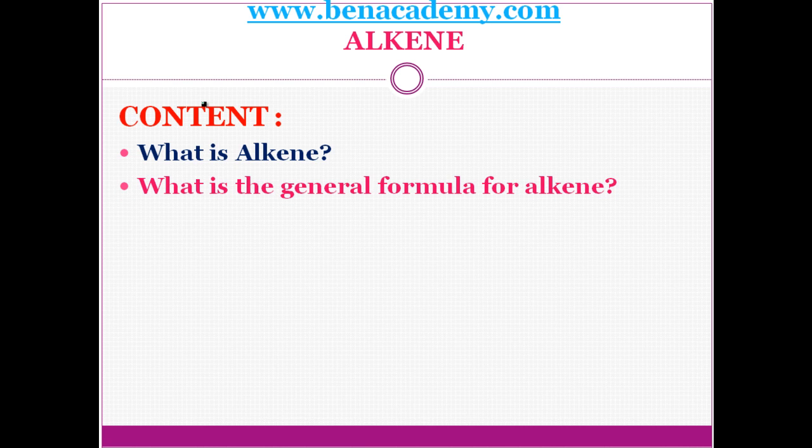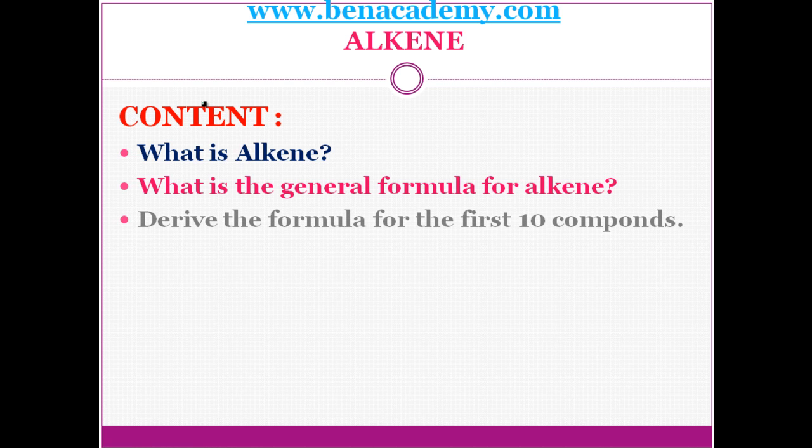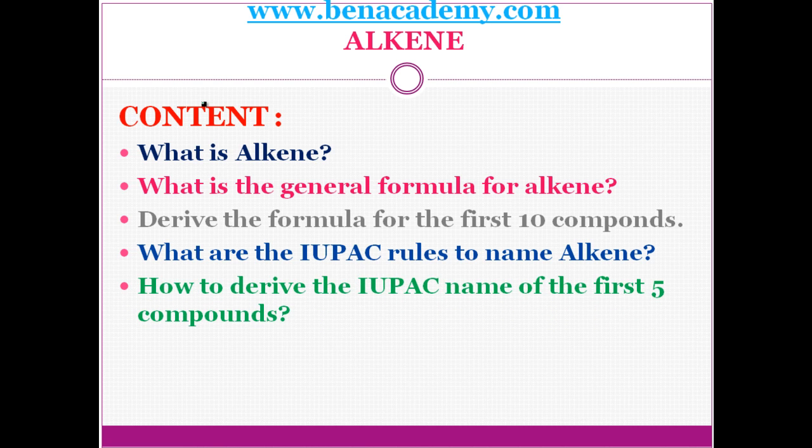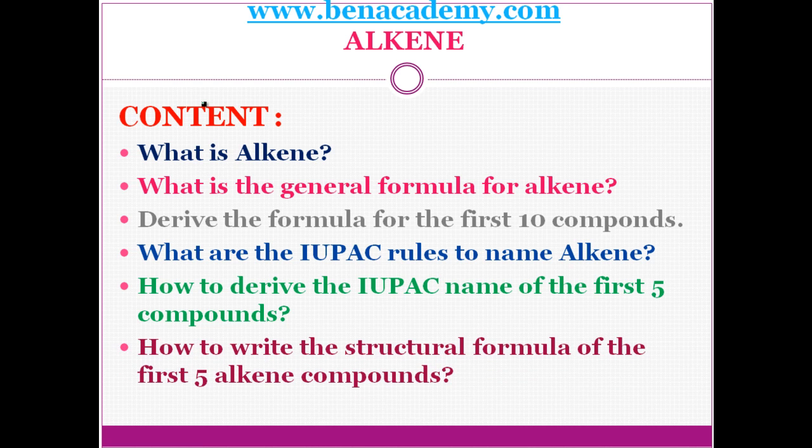First of all, let us see what content we are going to learn in this alkene chapter. What is alkene? What is the general formula for alkene? Derive the formula for the first 10 compounds. And what are the IUPAC rules to name alkene? How to derive the IUPAC name of the first 5 compounds. In fact, we are going to see the first 10 compounds. And finally, how to write the structural formula of the first 5 alkene compounds. Now let's see one by one.